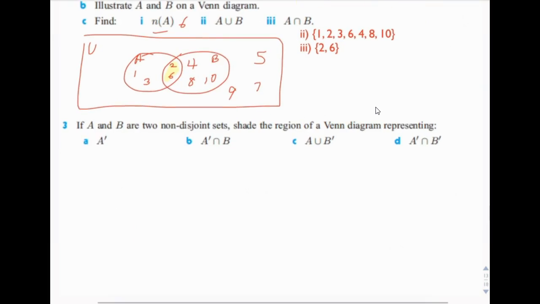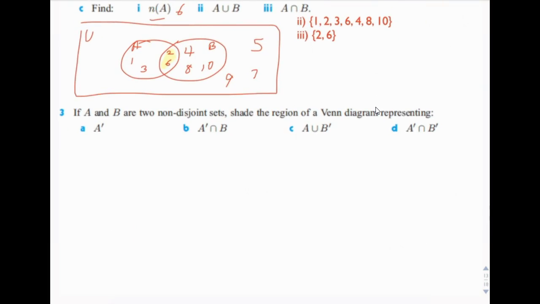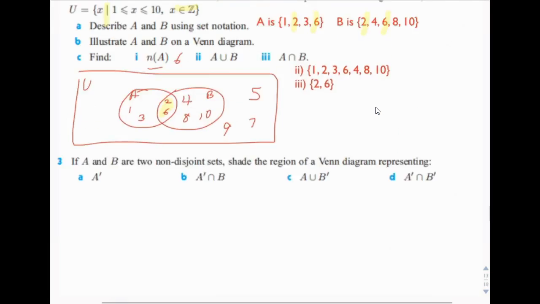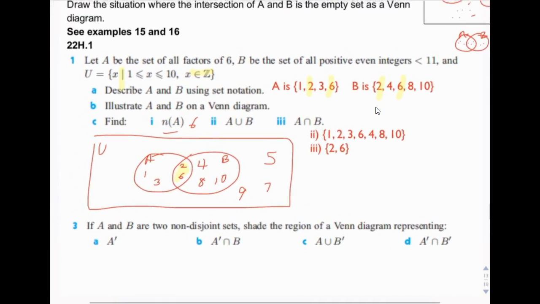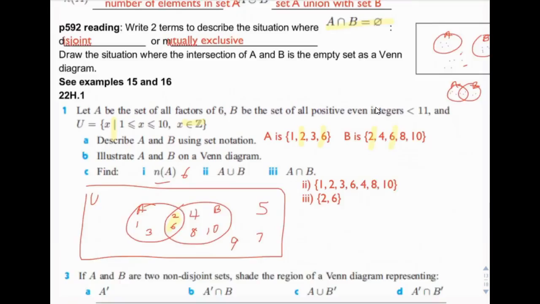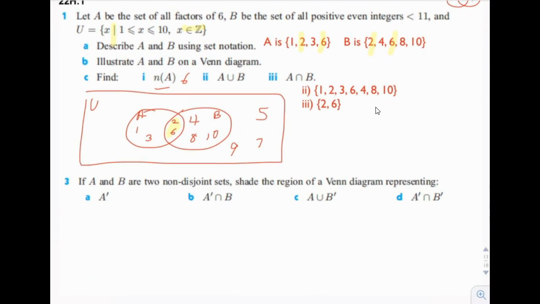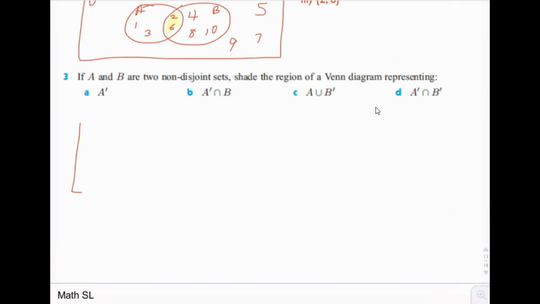Moving down to 3. If A and B are 2 non-disjoint sets, shade the region of a Venn diagram representing A dashed, A dash intersect B, A union B dashed, A dash intersect B dashed. Okay, and we're doing all of these? Yeah, I guess so. I didn't write anything saying if I should do them all or not. Okay, so non-disjoint sets, so it looks kind of like what we see up above.